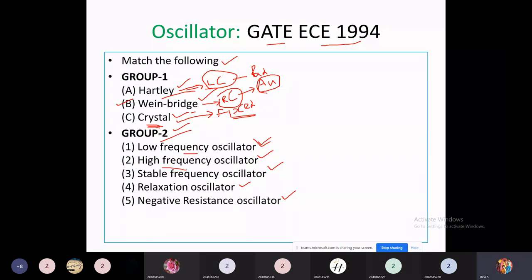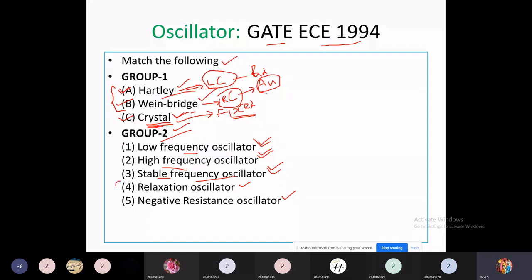High frequency oscillator. Here we have two options. It may be either Hartley oscillator or crystal oscillator. But if you consider the other options, stable frequency of oscillation, when compared to RC and LC oscillators, the quality factor of crystal oscillator is very high and it produces stable frequency of oscillation. Because of this reason, the stable frequency oscillator is considered to be your crystal oscillator. So high frequency oscillator is given with the choice of Hartley oscillator.